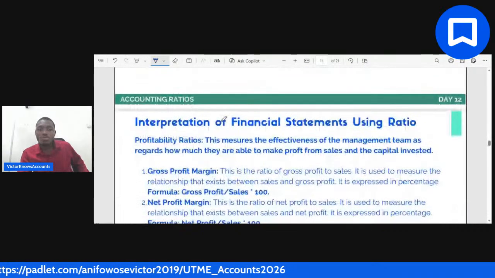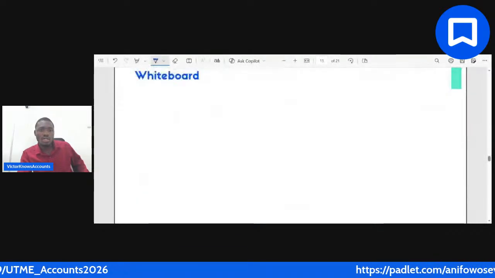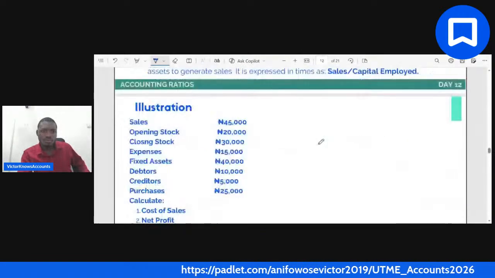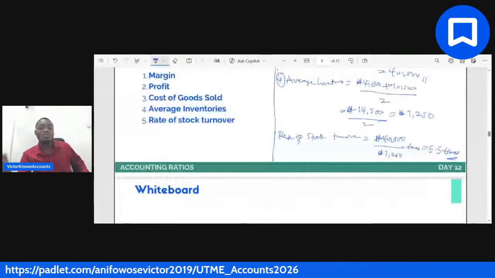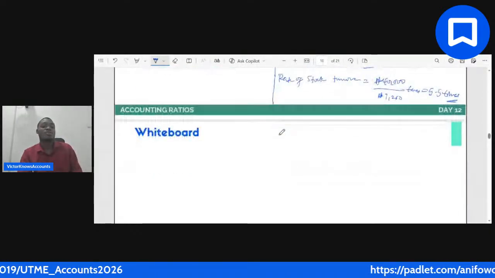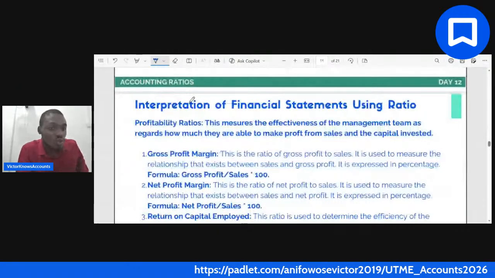All right, so we can now move into interpretation of financial statements using ratio. We just have a number of ratios to talk about and then we are done. So interpretation of financial statements using ratio. Don't forget, I told you that the major reason we are doing all of these ratios is because of what? We want to interpret financial statements. We want to analyze it.